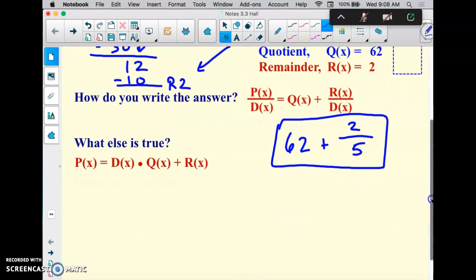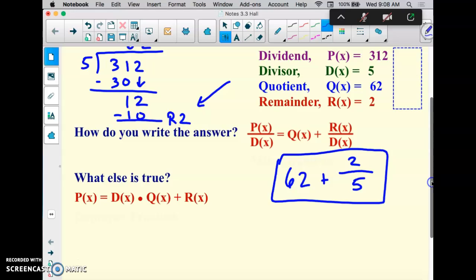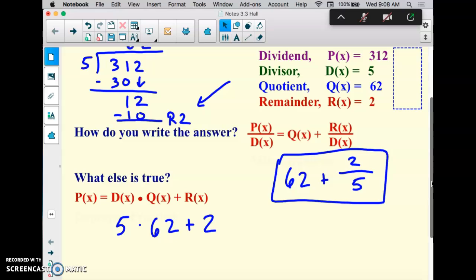Or we can write it like this: P of X equals D of X, our divisor, 5, times Q of X, our quotient, 62, plus our remainder, 2. So we have two different ways, a mixed number form and an improper form.